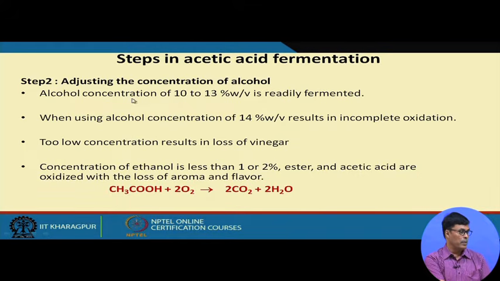After that, in the second step, we adjust the concentration of alcohol. Here I want to point out that the alcohol concentration plays a very important role in the acetic acid fermentation process. If the concentration is more than 13%, it is undesirable. If it is less than 13%, that is also undesirable. So we find that 13% is the optimum for this acetic acid fermentation process.